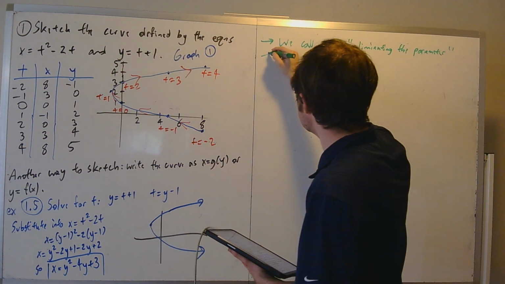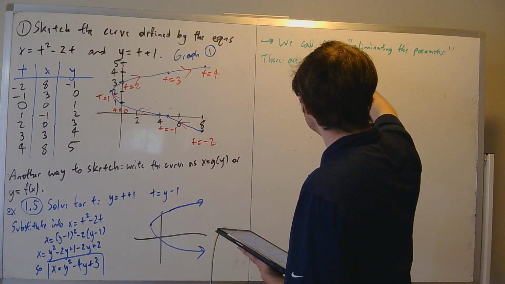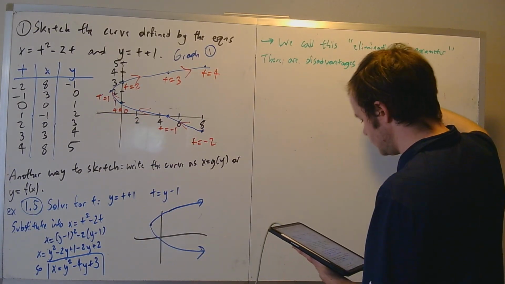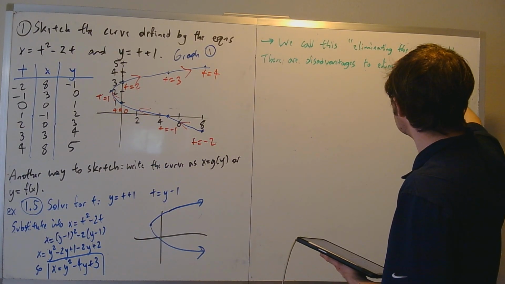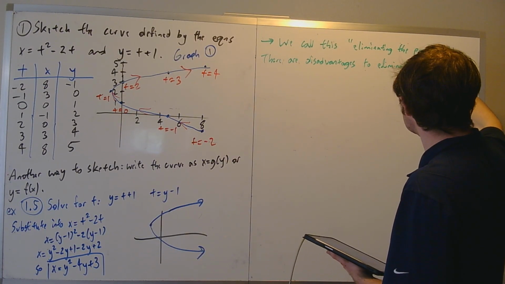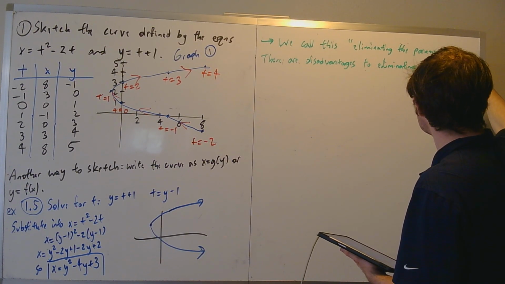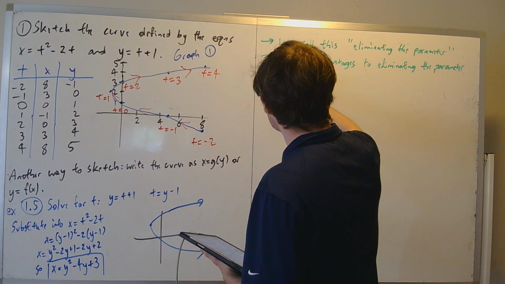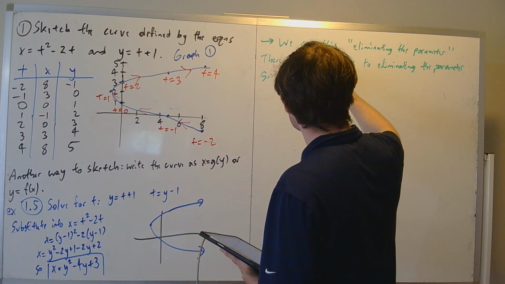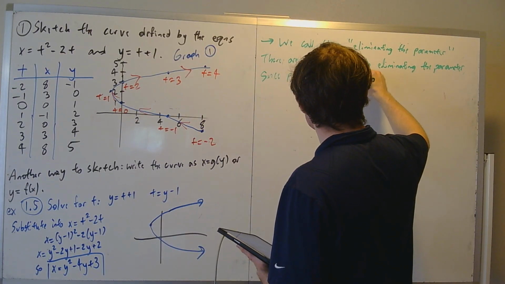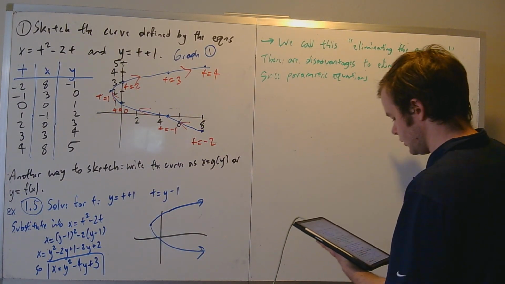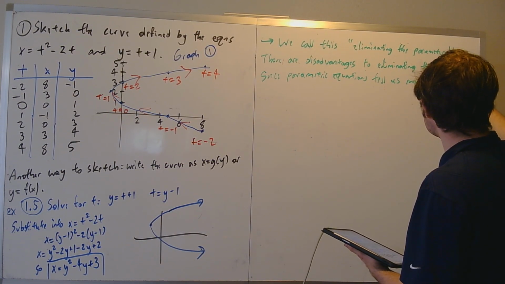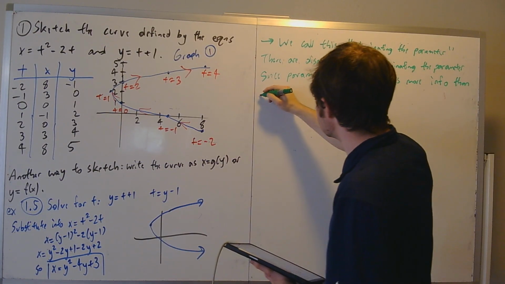And I'll say here, importantly, there are disadvantages to eliminating the parameter, since parametric equations tell us more information than normal functions.